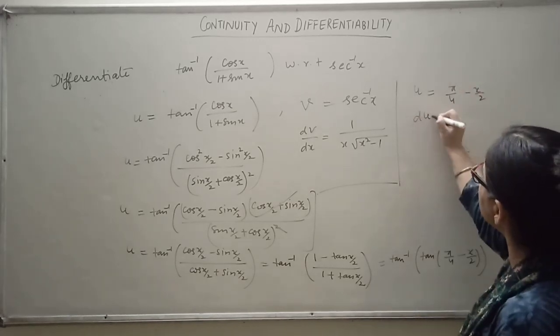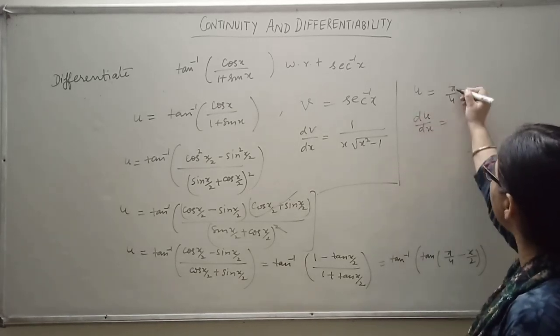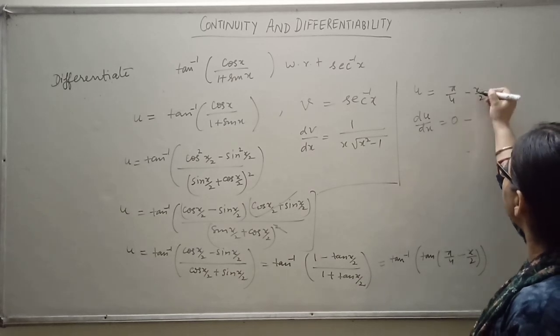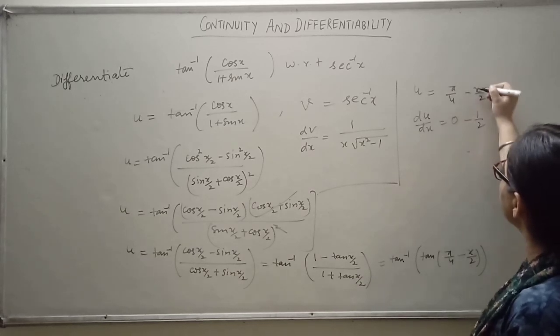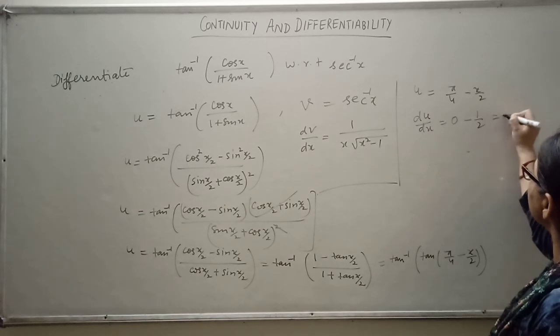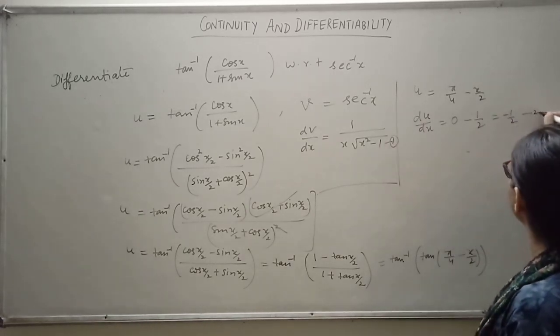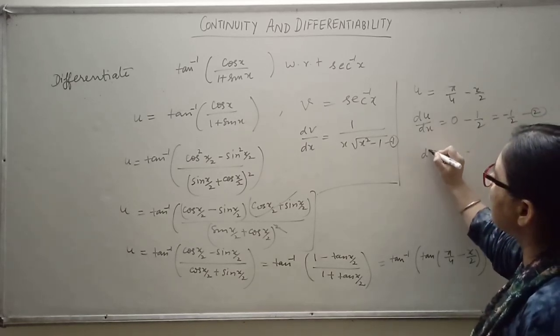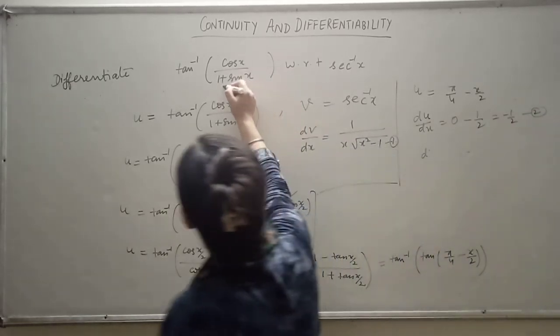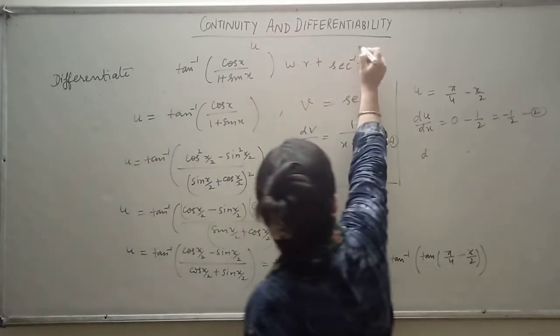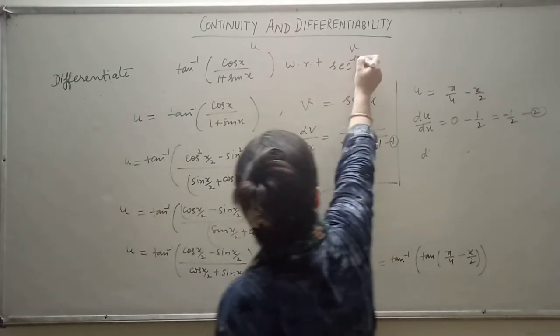So what is du by dx now? This is a constant, its derivative is 0. Minus 1 by 2 is a constant and the derivative of x is 1. So it is equal to minus 1 by 2. So you have calculated dv by dx also. You have calculated du by dx. So now what do you have to do? This is u and this is v. You want to differentiate u with respect to v.